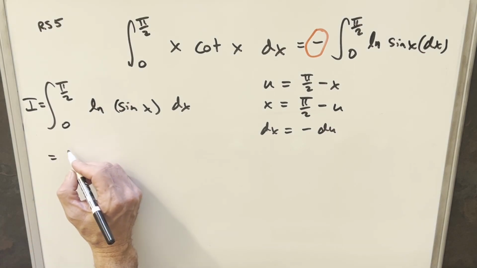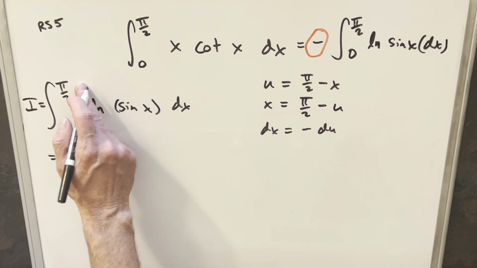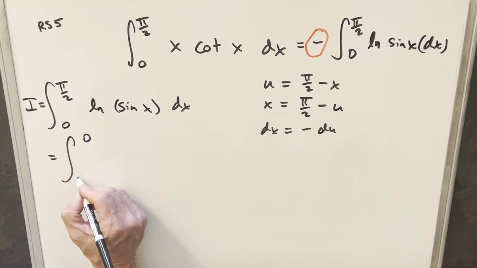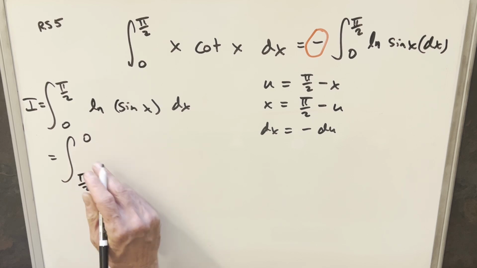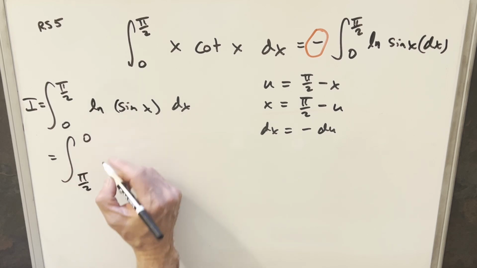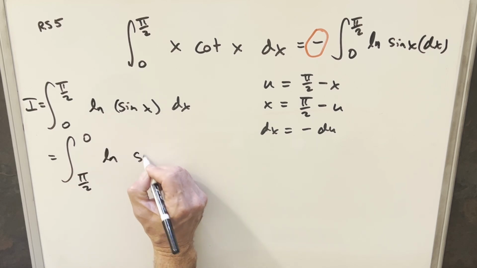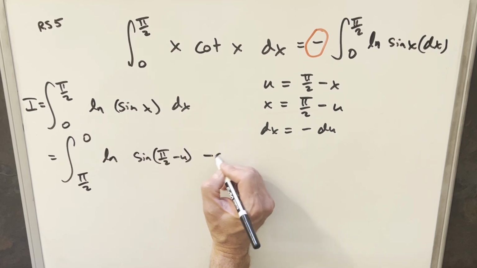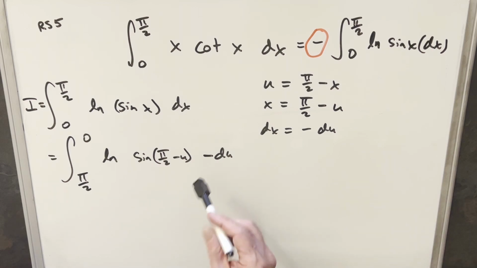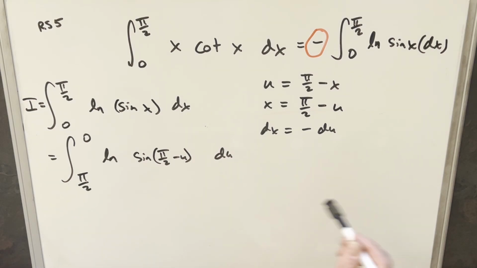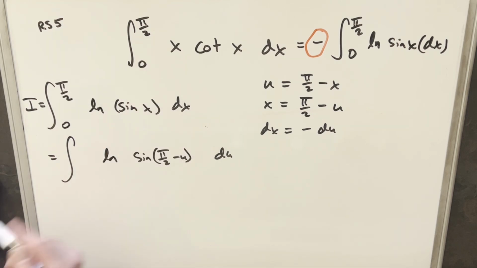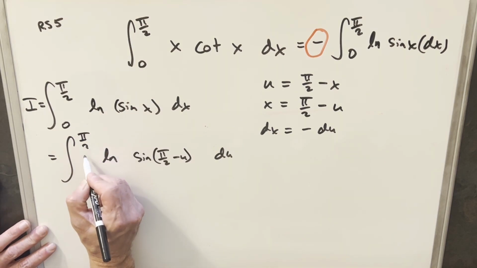And then I'll make this substitution. So what's going to happen when I plug pi over 2 in here, we're going to have a 0 for the upper bound. We plug 0 in, we're going to have pi over 2. So notice we kind of swapped our bounds there. Natural log, and then we're going to have our sine pi over 2 minus u, minus du. And from here, we're going to take the minus sign, bring it out front. We can use that to swap our bounds. And that's pretty nice because it's going to get us back to the bounds that we had originally, just 0 to pi over 2.